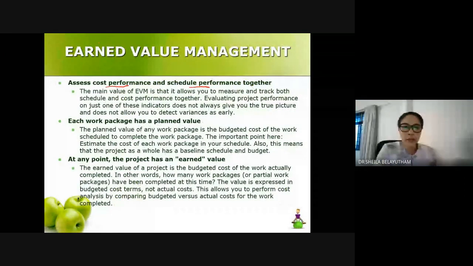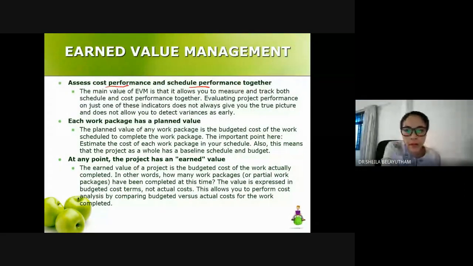Okay, so the main value of earned value is that it allows you to measure and track both schedule and cost performance together. Evaluating project performance on just one of these indicators does not show you the true picture.